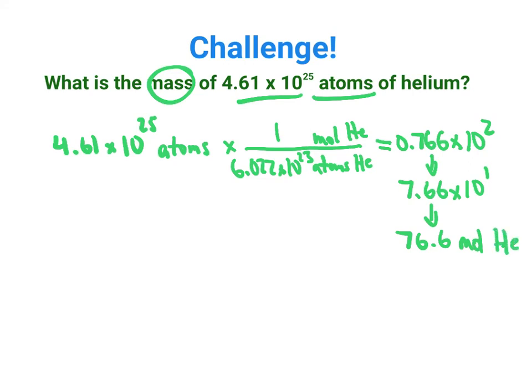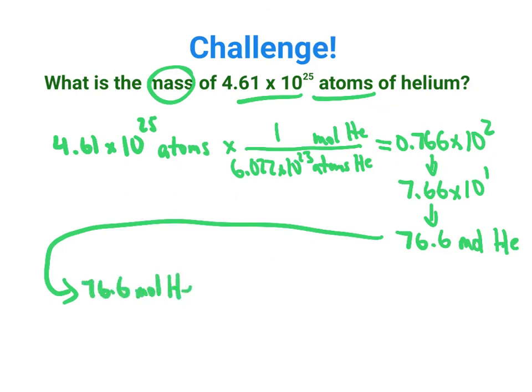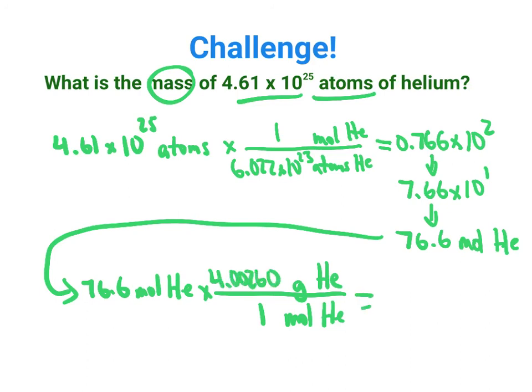of helium. And then I can take the next step and bring this over and say if I have 76.6 moles of helium, and I know that for 1 mole of helium, because remember we're getting rid of moles of helium, and we're going to turn it into grams of helium, I know that for 1 mole of helium, I have 4.00260 grams. I can figure out that 76.6 times 4.00260 is going to be 3 sig fig, approximately 307 grams of helium.